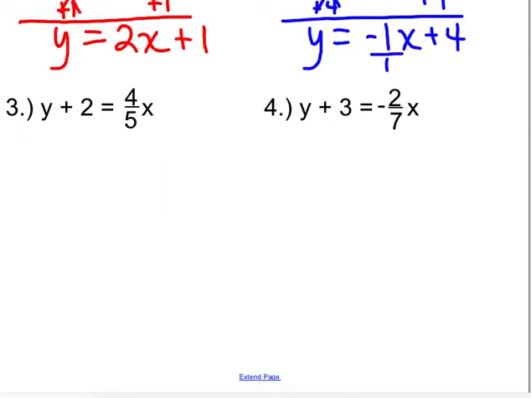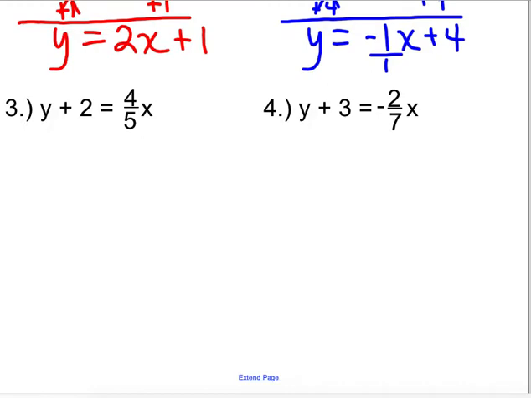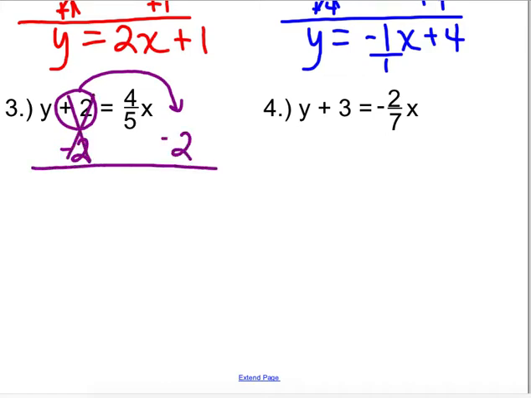So far, so good. Let's keep going with number 3. Who's moving? This guy. Where should he be? Way over here. How do you get rid of a plus 2? Minus 2. Right? Cancel those. y is alone. There's your equal sign. Here's your slope. There's your x, and now you've got a minus 2. Intercept of negative 2, slope of 4/5. Cool. Let's keep going.